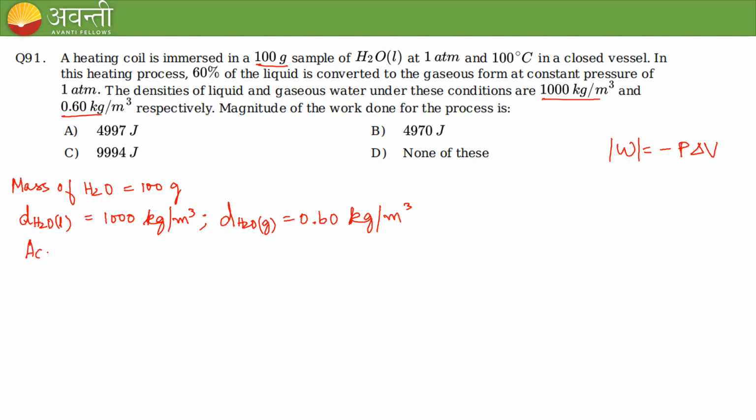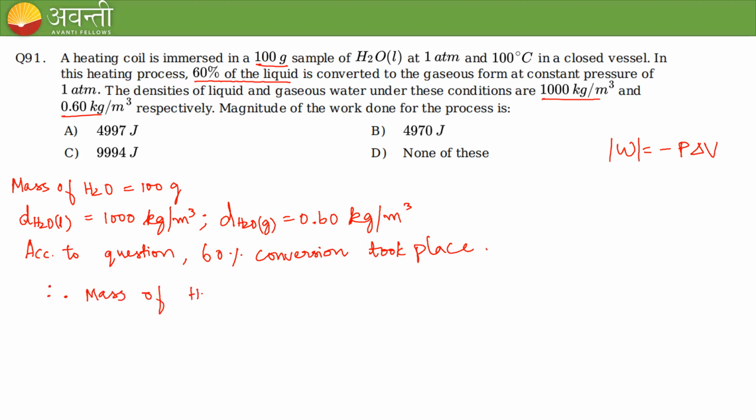Now, according to the question, 60% of the liquid is converted to gaseous form. So 60% of conversion took place. Therefore, the mass of gaseous water formed is equal to 60 gram, or in terms of kilogram it is 0.06 kilogram.